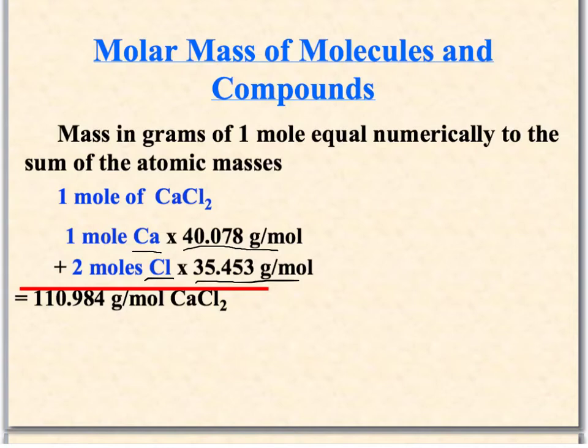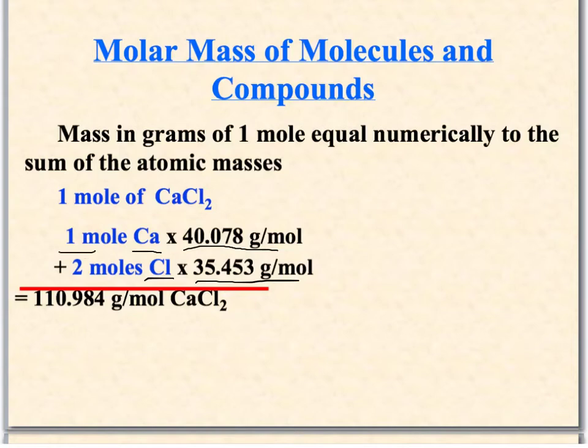Next step you have to do when it's a compound is make sure that you multiply that mass by however many of that element there are in the compound. So if you look at calcium chloride, there's only 1 calcium in that compound. So you're going to multiply your mass of calcium by 1.